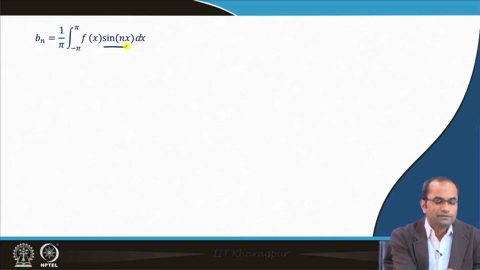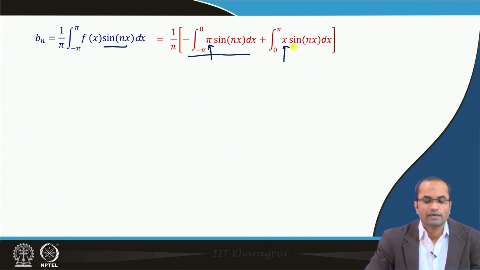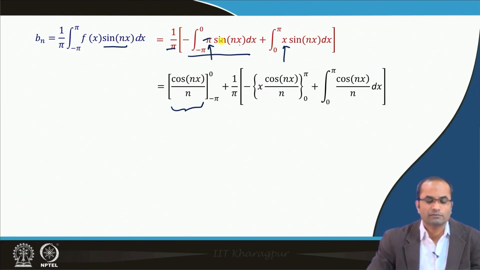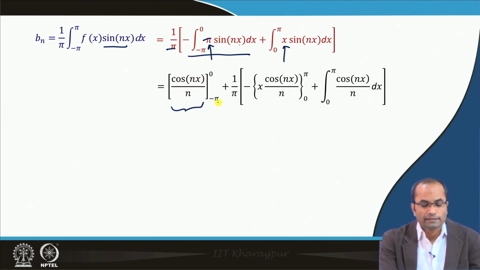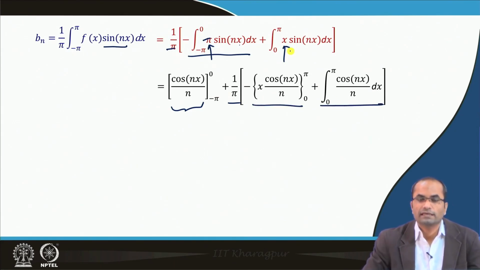Now similarly we can also compute b n. In b n we have the sine function. Again, from minus pi to 0 we have minus pi as the value of the function, and from 0 to pi we have the value of the function as x. So, here for the first one, this pi gets cancelled, sin n x integrates to minus cos n x over n, and this minus is adjusted for the integration, with limits minus pi to 0. Then we have 1 over pi sitting outside, and then again we have to integrate this x sin n x.